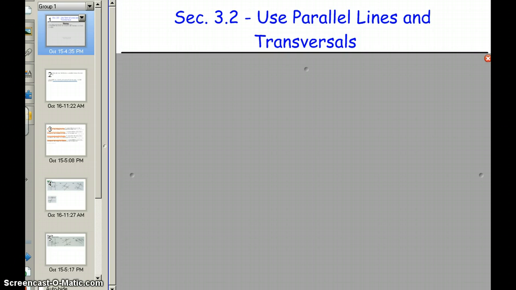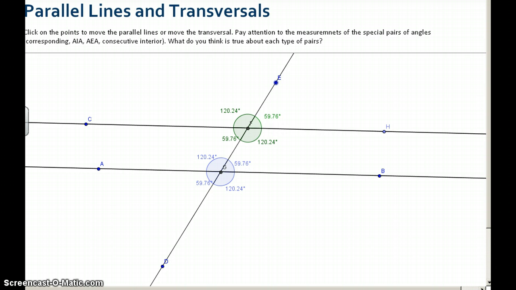We talked about some special pairs of angles: corresponding angles, alternate interior angles, consecutive interior angles, and alternate exterior angles. When you have two lines being cut by a transversal, certain angles match up with those relationships. What we're talking about today is the relationship between those angles.